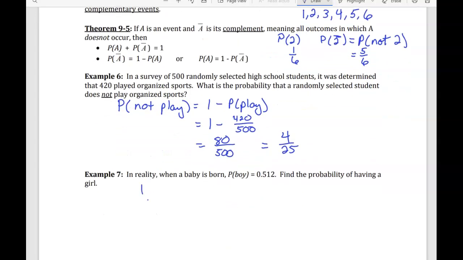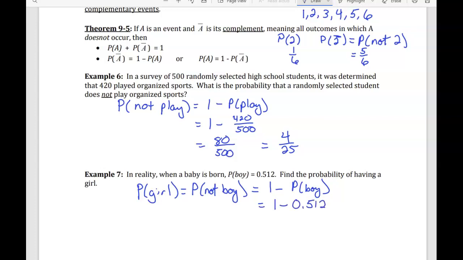Same type of situation here. In reality, when a baby is born, the probability of getting a boy is 0.512. Find the probability of having a girl. Well, the probability of a girl is equal to the probability of not getting a boy, which is 1 minus the probability of it being a boy. So we're going to do 1 minus the 0.512. And so when we do 1 minus the 0.512, we get 0.488.